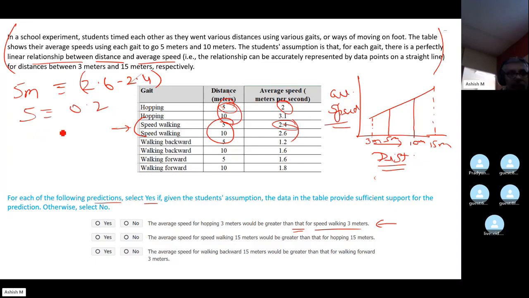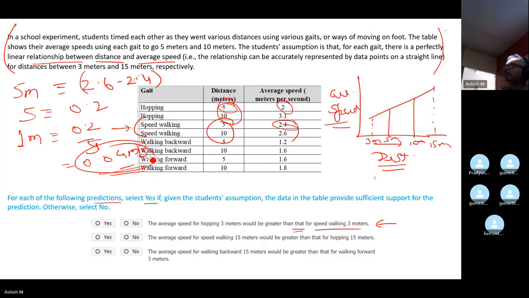Now the unitary method. For a 1 meter increase, what is the increase in average speed? 0.2 by 5, which is 0.04 meters per second. So if a person is speed walking, her increase in average speed is 0.04 meters per second. Friends, are we clear? You can quickly calculate this for all of them if you want. Now, what is the average speed for speed walking 3 meters?